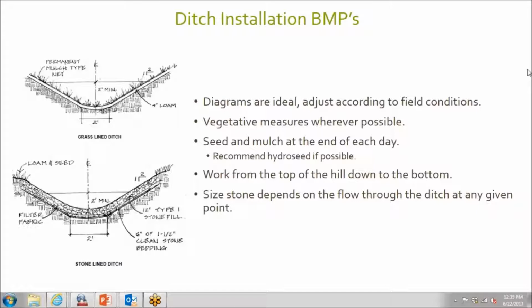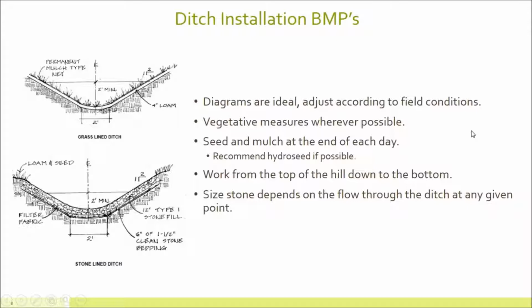So the diagrams we have in our Vermont Better Roads Manual, those are ideal, but we encourage our towns to adjust according to field conditions. They may encounter ledge, there's trees in the right-of-way, all sorts of other things where they may not be able to get that ideal condition. We also encourage them to use vegetative measures wherever possible.